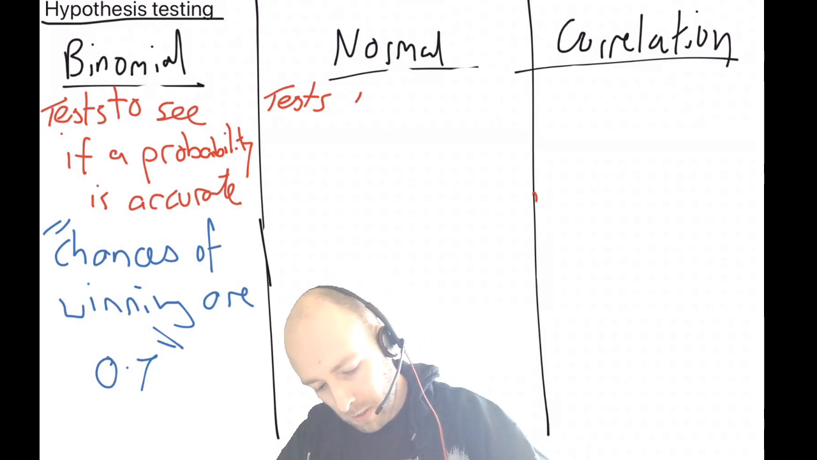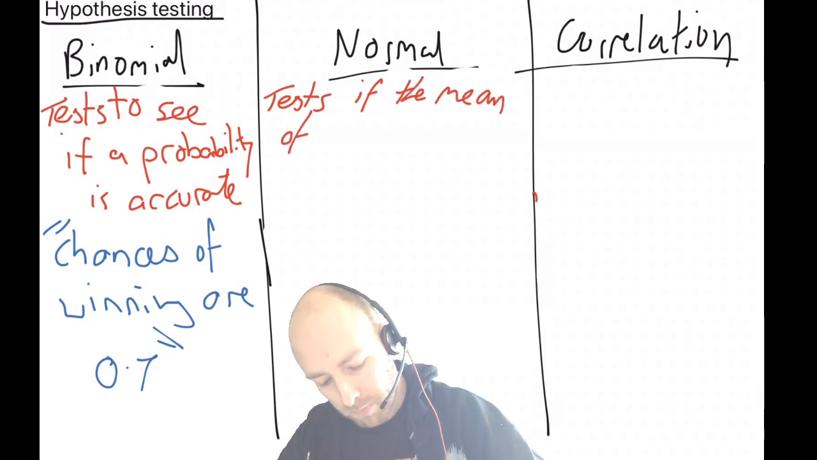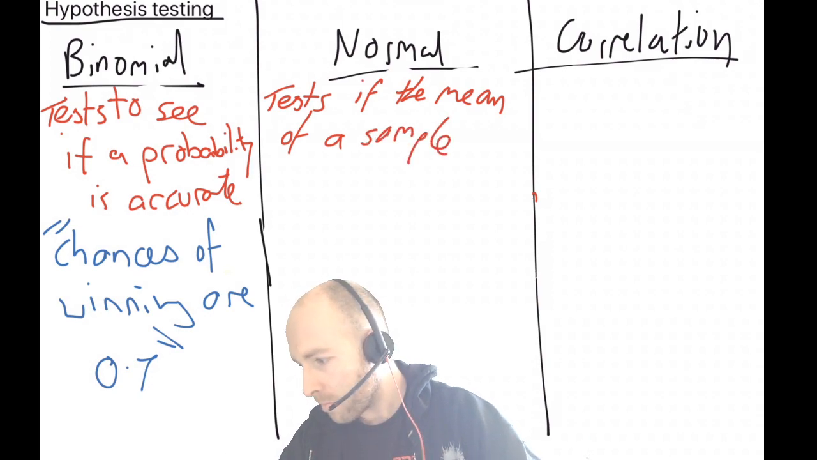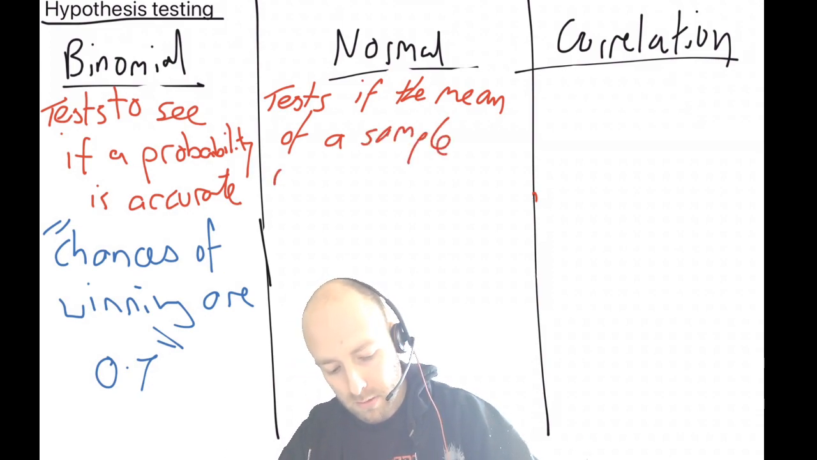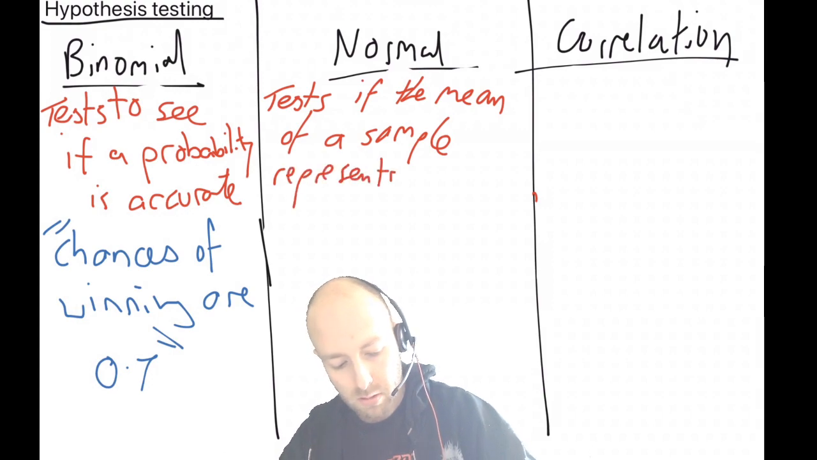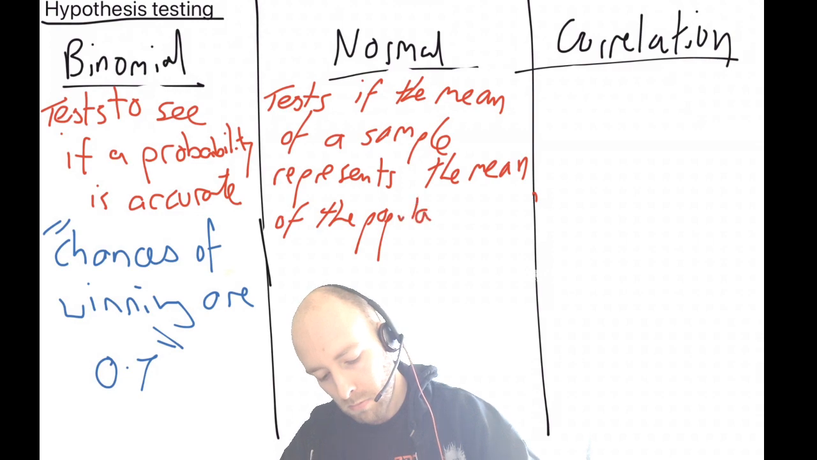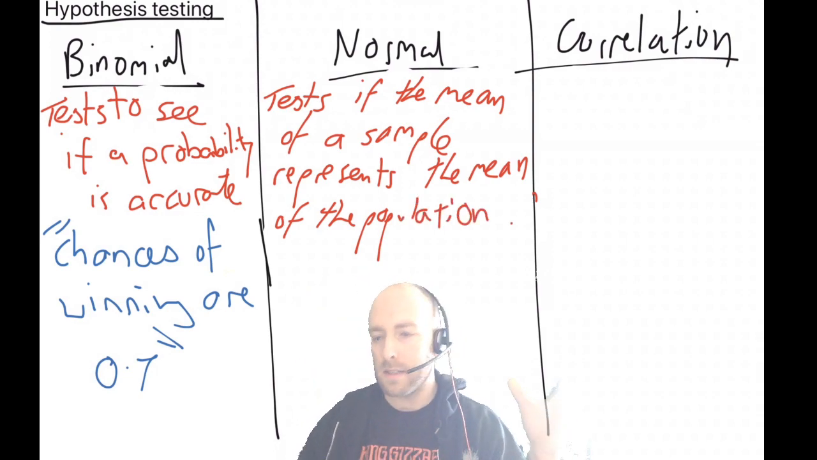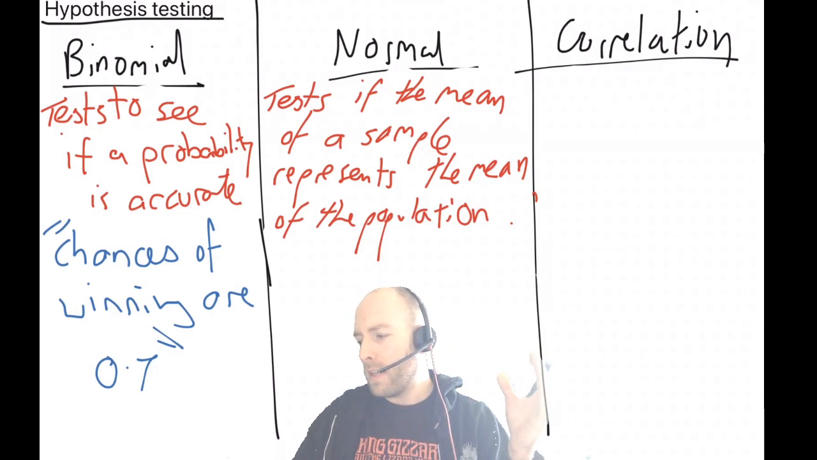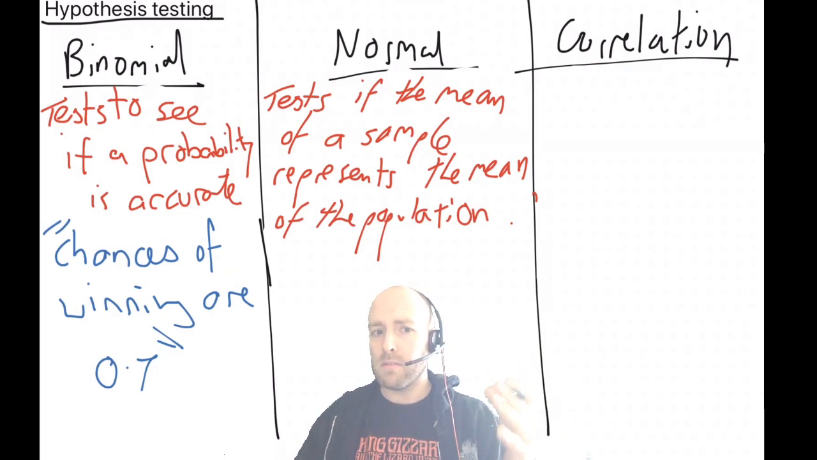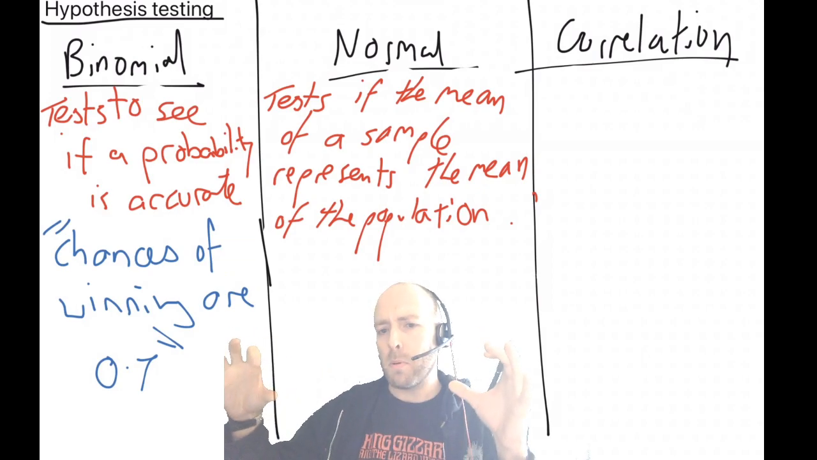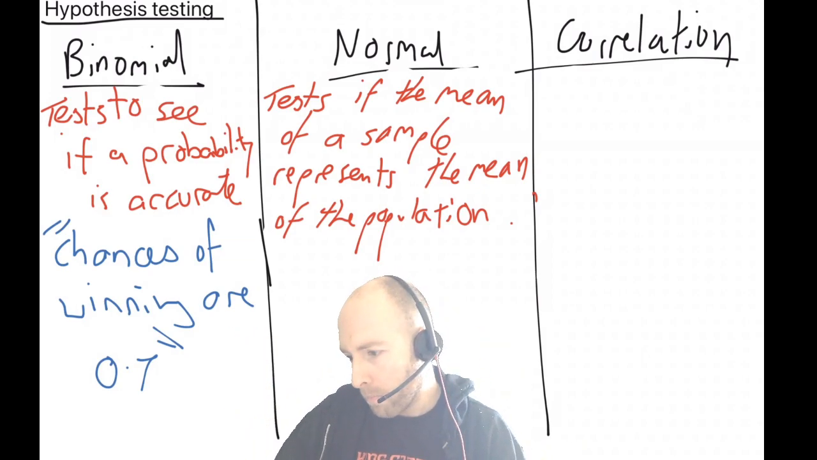So tests if the mean of a sample represents the mean of the population. So like I said, the mean is stated as this. Is that likely to be true given that we found the mean to be this in our sample from the population? So that's what we're kind of looking at. Cool.